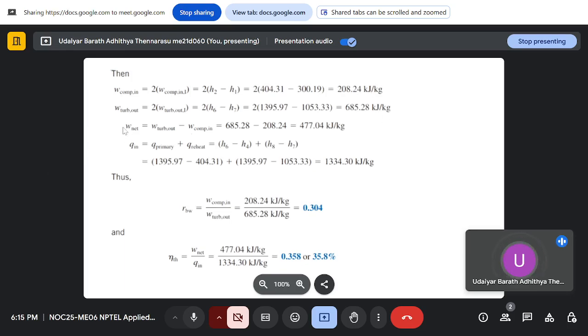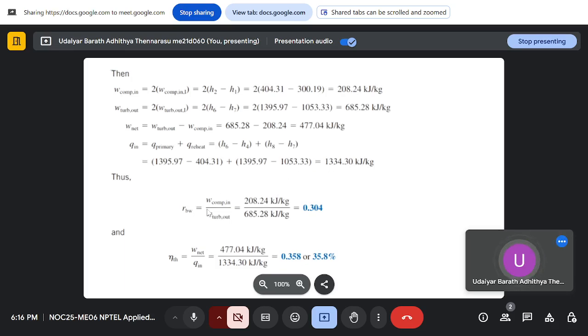With this, the net work generated in the Brayton cycle is 477.04 kilojoule per kg. The heat addition is now in two stages. One is the initial heat addition, and then there is reheating in the intermediate stage between the two stages of the turbine. So H6 minus H4 plus H8 minus H7. Substituting the enthalpy values, you get 1334.3 kilojoule per kg.